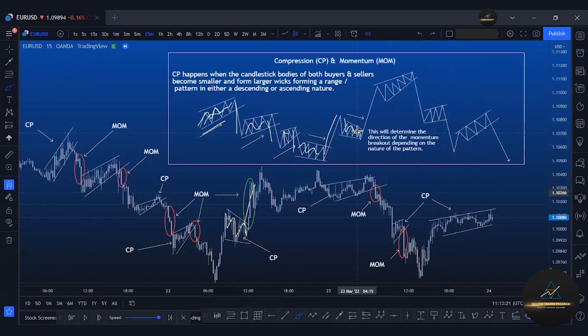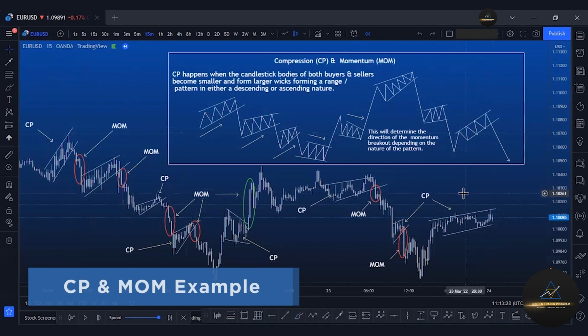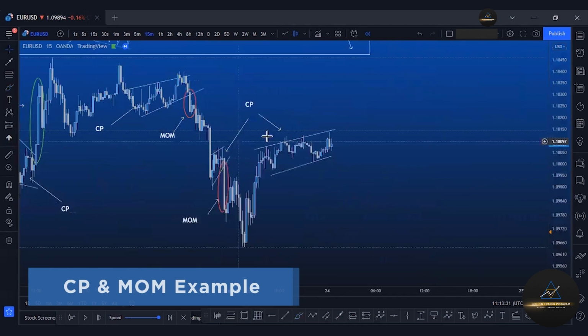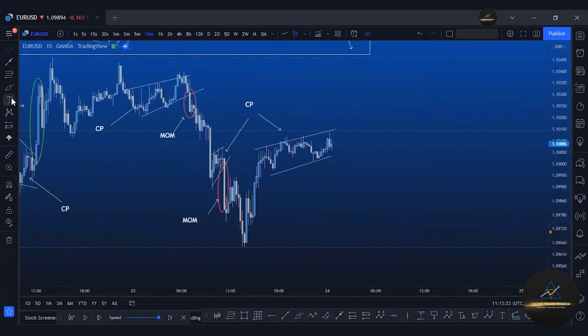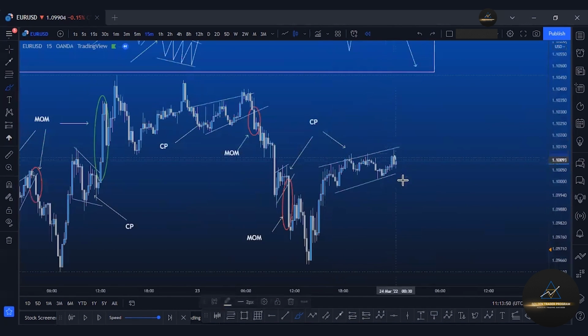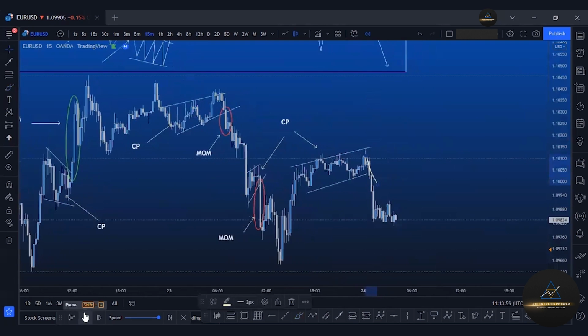So if we now go to a live example, what do you think is likely to happen with this current pattern? So what we have here is we've got some bearish momentum, ascending compression. Then we've got bearish momentum. Then it's a bit choppy, messy. We've got a bit of a bullish momentum here, but then it forms a very clear ascending nature compression pattern. So what's the likelihood of this dropping to the downside? It is obviously quite high because of the nature of the pattern. And what happens is it did obviously drop to the downside.